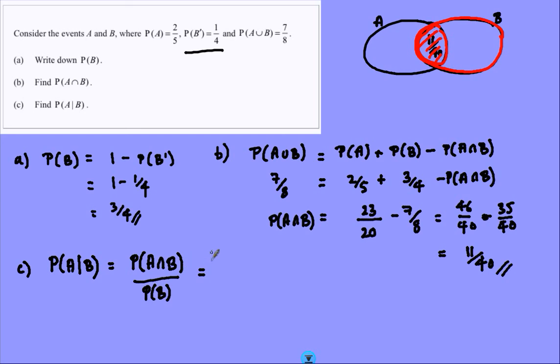Probability of A intersection B, we know. Probability of B, we know. And let's make that 11 40ths over 30 40ths, and cancel the 40s, 11 30ths. There's my answer.